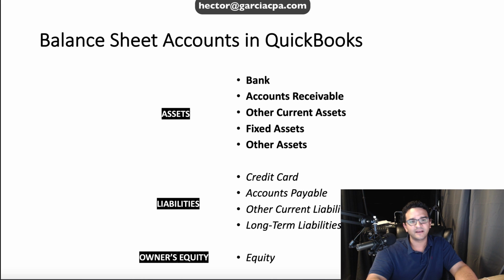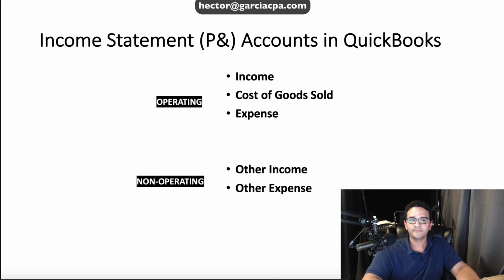And then in QuickBooks, there's a category called equity, which is all your equity accounts would just be under that one category for equity. Now, in the profit and loss or in the income statement in QuickBooks, you're going to have 5 income profit and loss categories. You're going to have income, cost of goods sold, expense, other income, and other expense. The other income and other expense would be those non-operating revenues and expenses that we spoke about earlier.